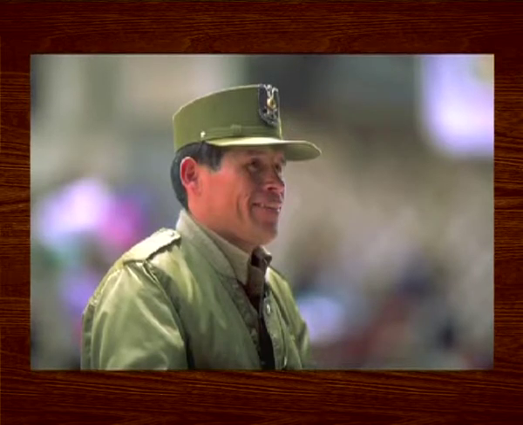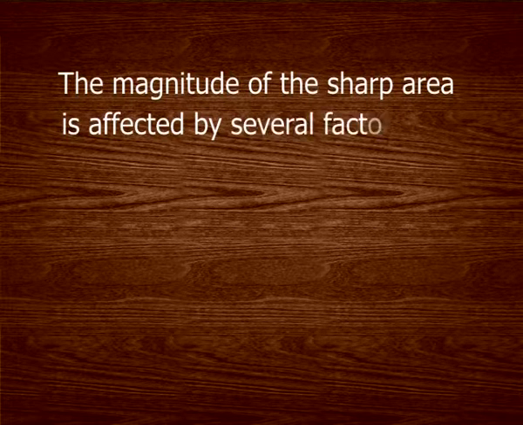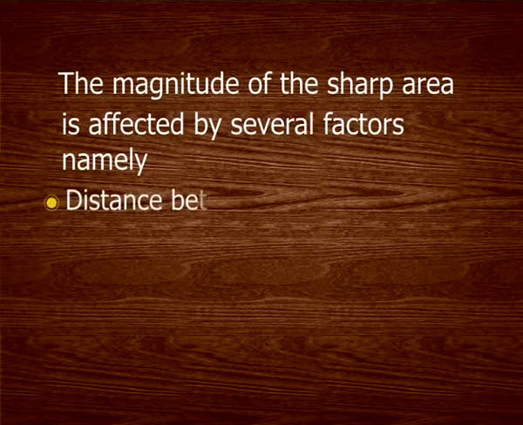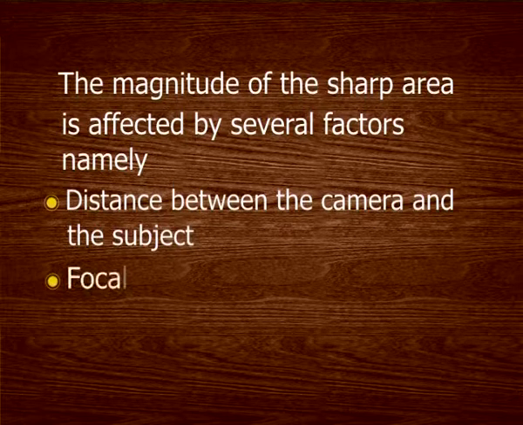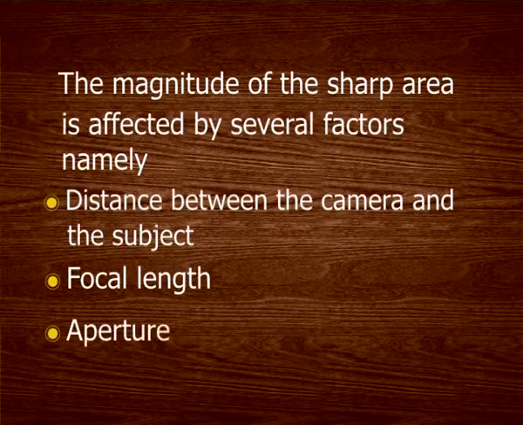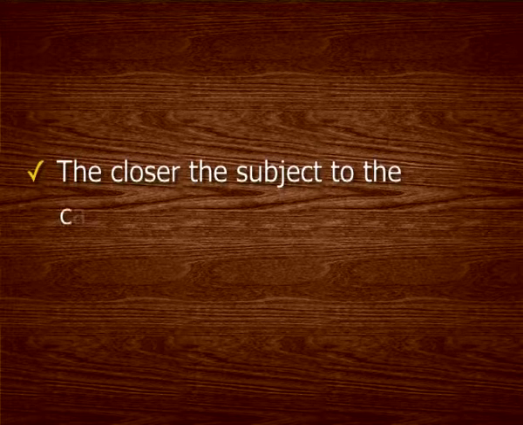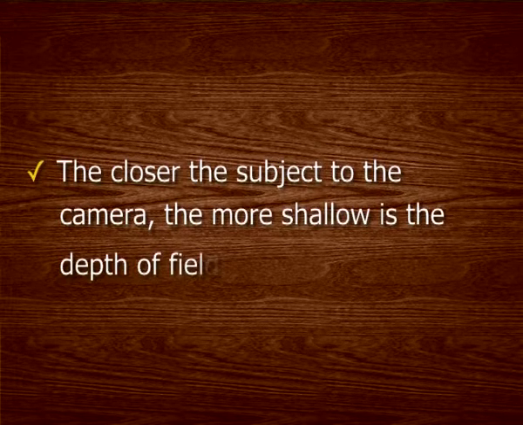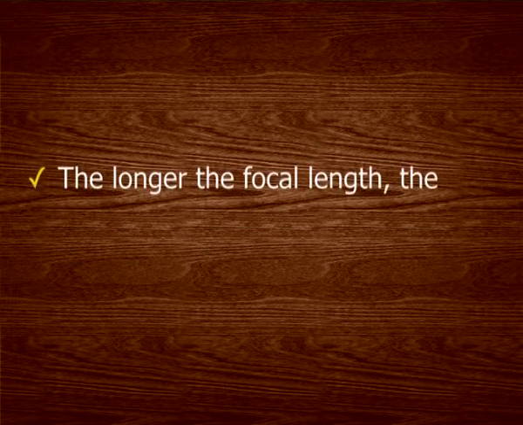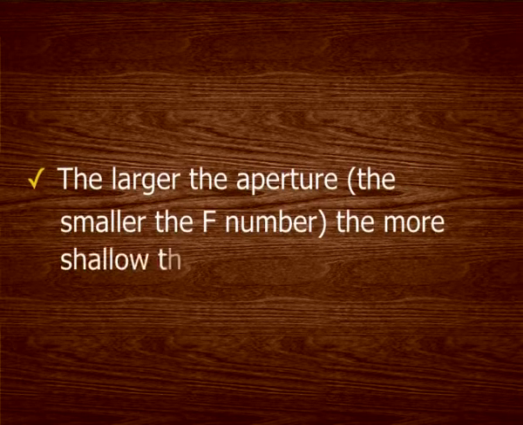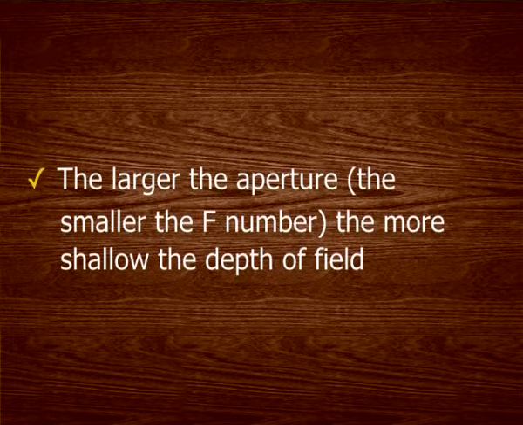Depth of field is a characteristic of a camera that can be used to enhance the image composition of the photo. Depth of field means the sharp area surrounding the point of focus. The magnitude of the sharp area is affected by several factors, namely distance between the camera and the subject, focal length, and aperture. The closer the subject to the camera, the more shallow is the depth of field. The longer the focal length, the more shallow the depth of field. The larger the aperture, the smaller the f number, the more shallow the depth of field.